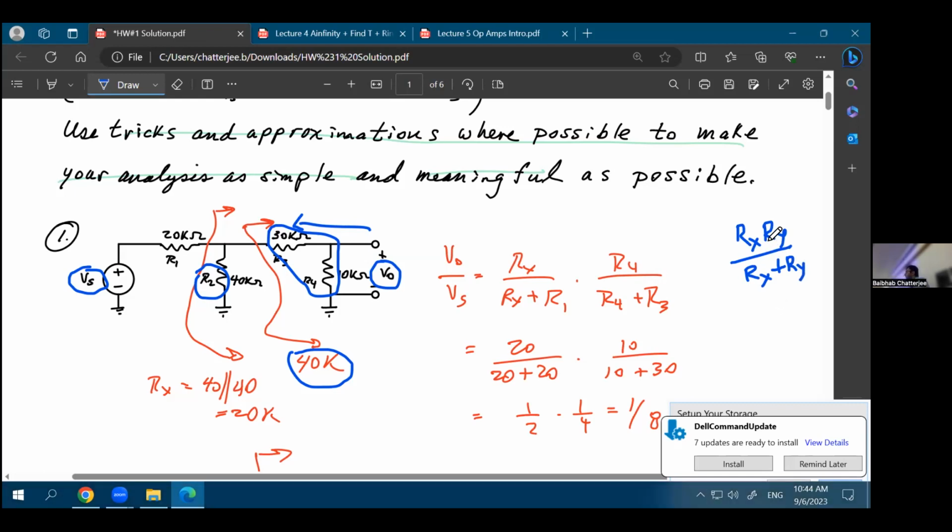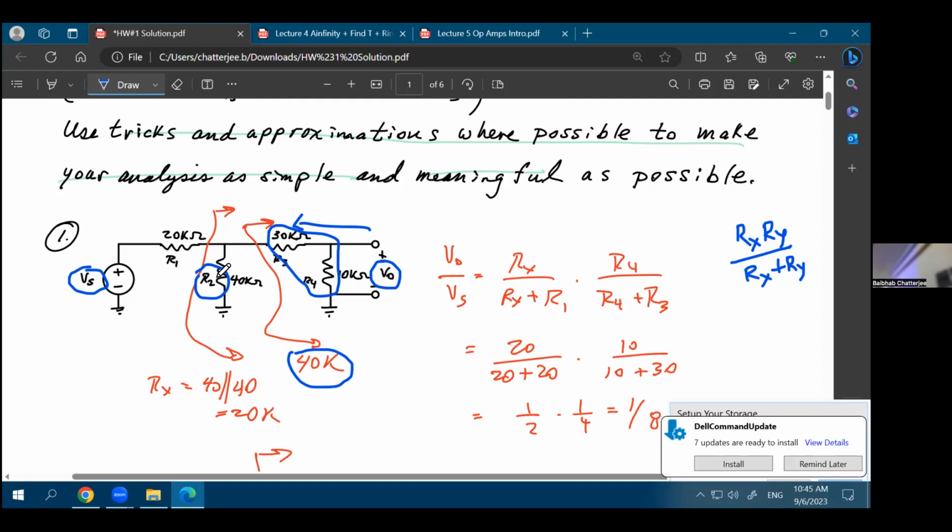Now if you consider that Rx and Ry are equal, then in the numerator you have Rx squared, and in the denominator you have 2 times Rx. So one of the Rx's gets cancelled from numerator and denominator, and you are left with Rx over 2. When you have two equal resistances in parallel, the effective resistance is half of either one. If you have 3 equal resistances in parallel, the effective resistance will be any of those divided by 3. So you don't even need to calculate some of these scenarios.